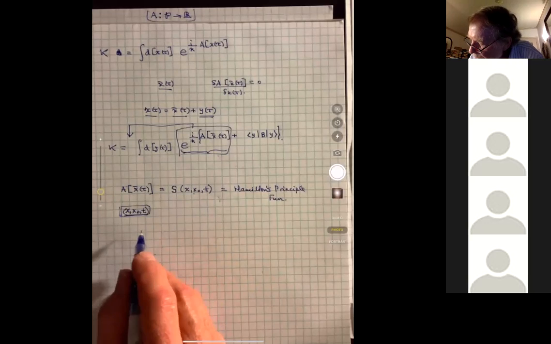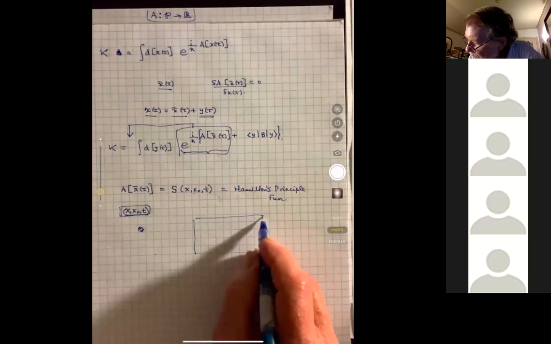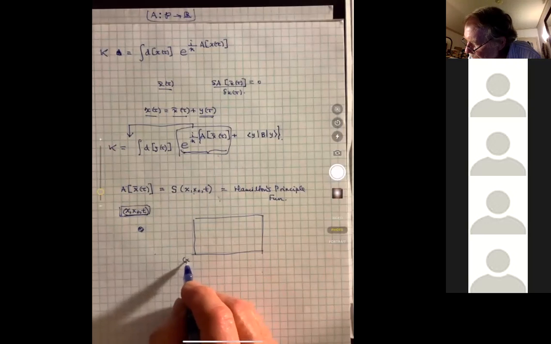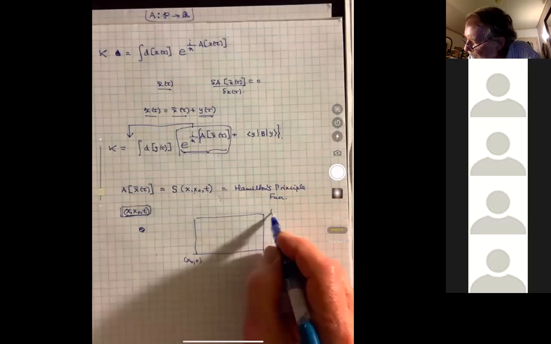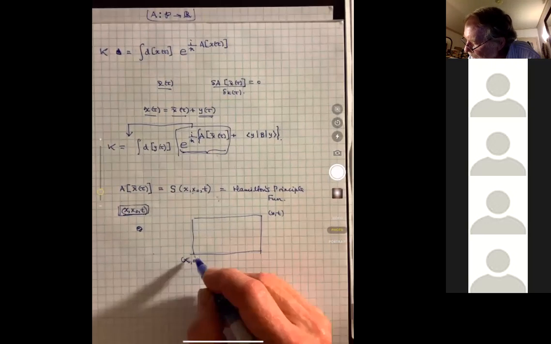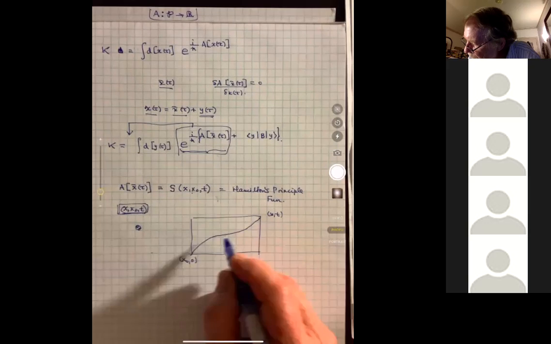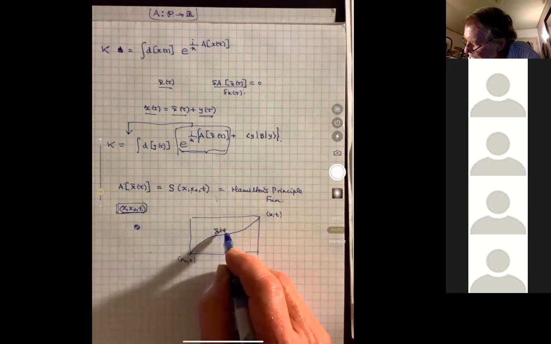Here's what they are, discovered by Hamilton. One of them is, let me go back to my path space like this. Here's the x0 at time 0, and here's the final x at time t. And we've got now a classical path satisfying Newton's laws, x bar of t, that connects the two together.